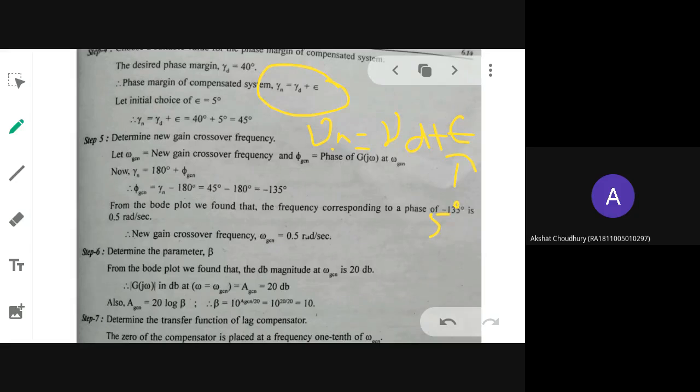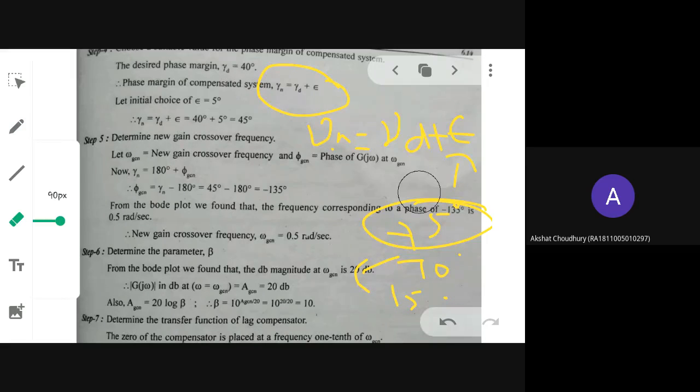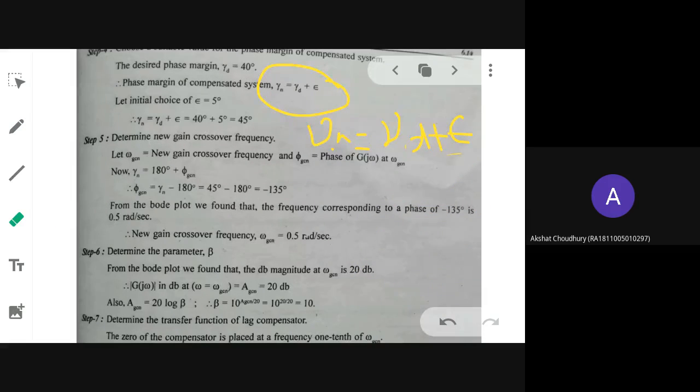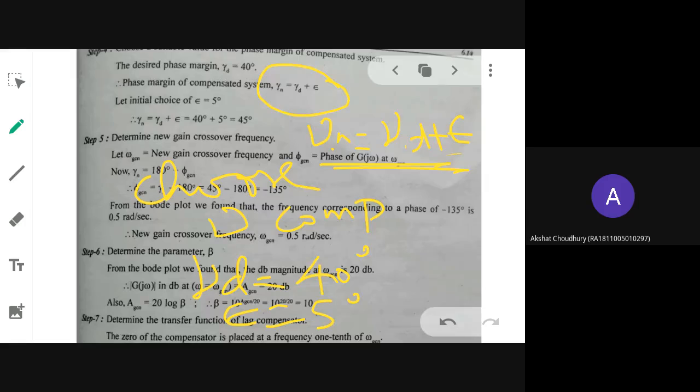Suppose you are designing a compensator and it is not satisfactory, then you will change it to 10. Still, if the compensator is not satisfactory, then you will change it to 15. But the initial value is always 5 degrees. So the next step is to choose a phase margin value for the compensated system using this formula. Gamma d is your desired value, that is 40 degrees you want, and epsilon's initial value will be 5.